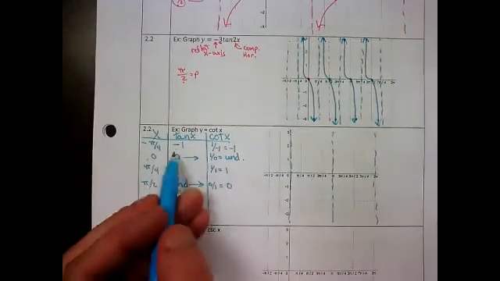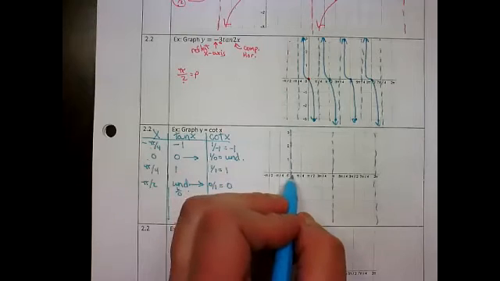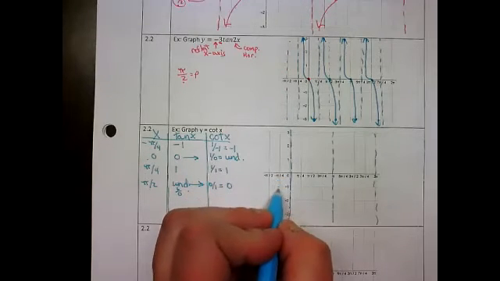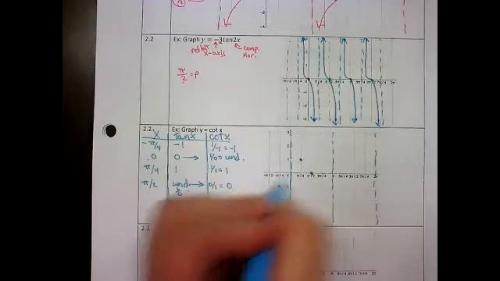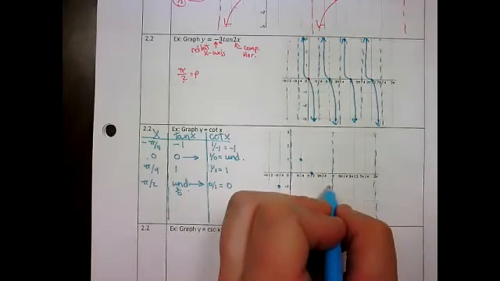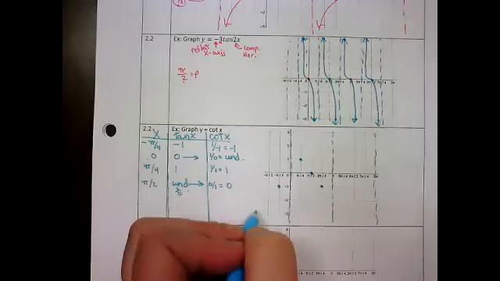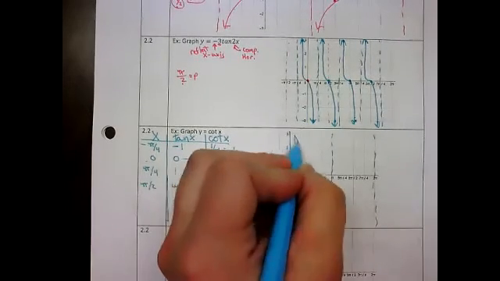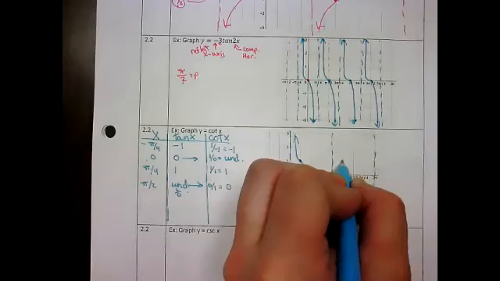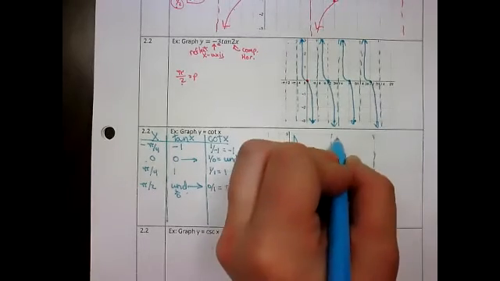And now I can go ahead and graph this. So negative pi over 4 is going to be negative 1. Pi over 4 is going to be 1. Pi over 2 is 0. Oh, so if we did 3 pi over 4, remember I said it's inverses. Okay, so same thing here. We're going to go there, there, there.